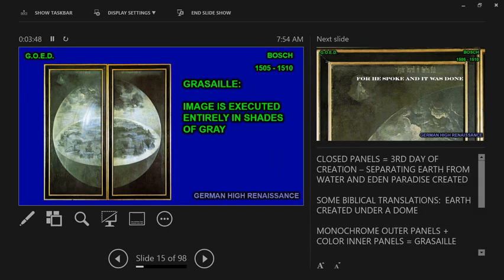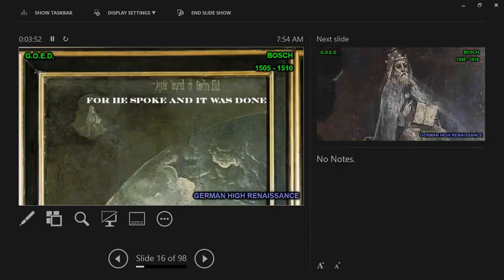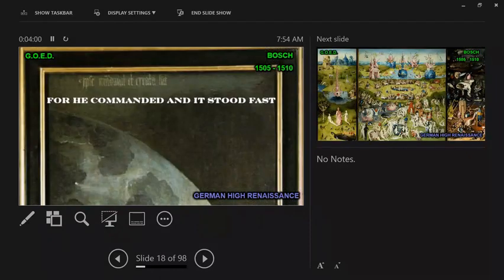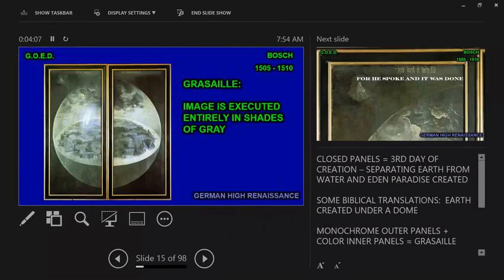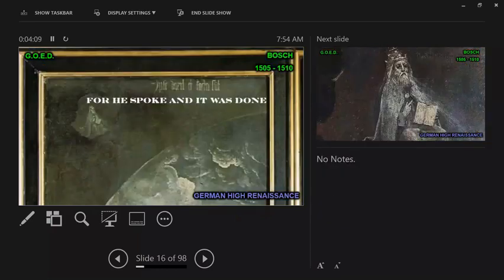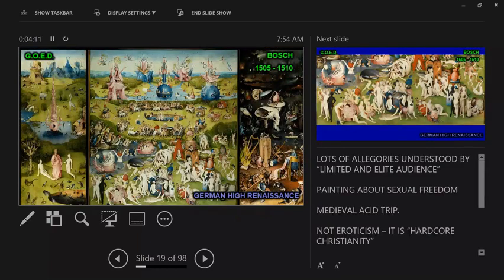I'm going to kind of skip past the grisaille. It's painted in grisaille, so it's black and white. One little detail is we have God up in the upper left-hand corner, and there's a quote that says, "For he spoke, and it was done." And on the other side, "For he commanded, and it stood fast." Let's get back to the inside. By the way, it's all shades of gray on the outside and full of color on the inside.